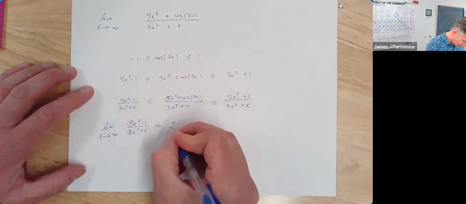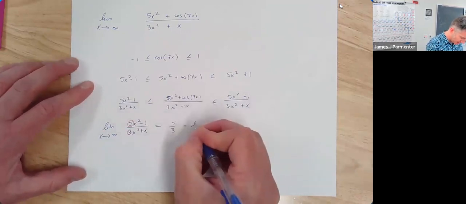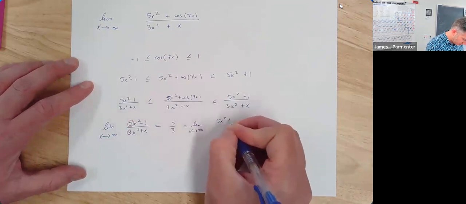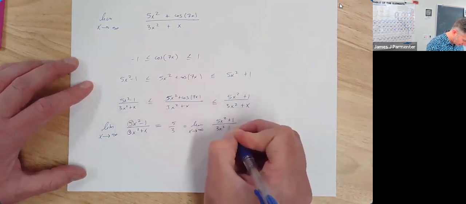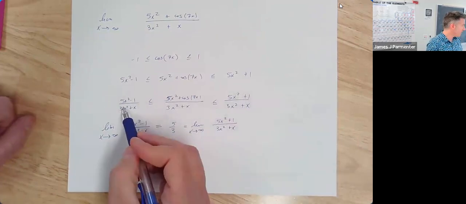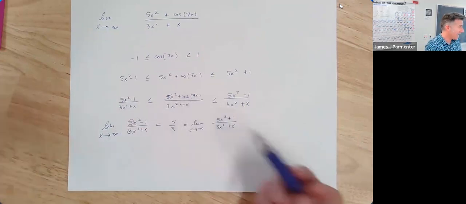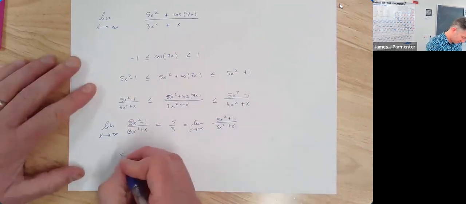And similarly, that's also the limit as x goes to infinity of 5x squared plus 1 over 3x squared plus x. And since the limit of this is 5/3 and the limit of that is 5/3, the limit of the thing in the middle has to be 5/3.